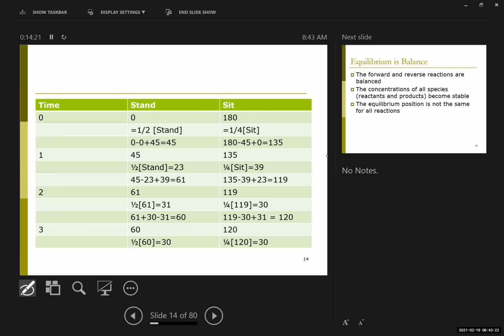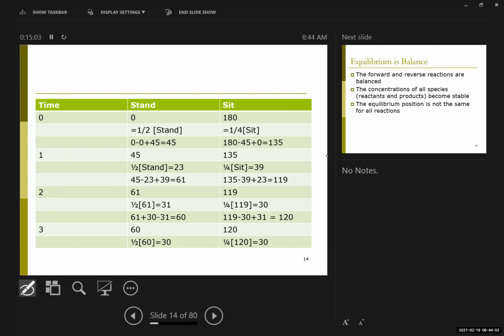But since I can go in both directions, it really doesn't matter if I start with 100% products or 100% reactants. Doesn't matter if I start 50 and 50, right? I could have started with 90 of you standing and 90 of you sitting. Ultimately, the same thing happens, right? And so I'm going to take my first time interval and look at the rate law, right? My rate is half the standers in the forward reaction, and it's 1/4 of the sitters, right? And as you can see, because I have a different number of standers and sitters and I have a different rate constant, I have a different rate for the forward and the reverse reaction, right?